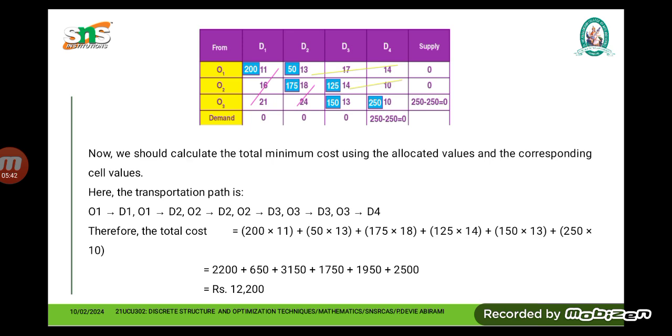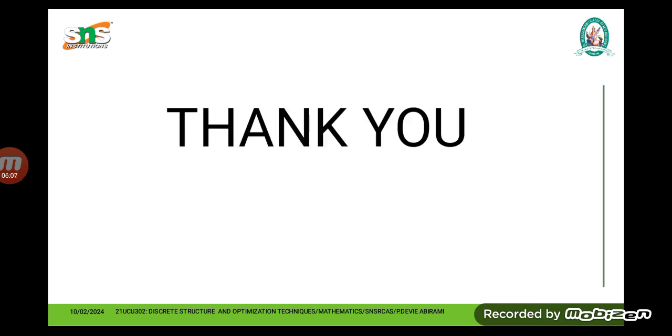Now I am going to add the total cost, that is 200 into 11 plus 50 into 13. These are taken from my allocated cells. If we multiply and sum these products, it will give the value 12,200. Similarly, we can find the total cost of the given problem by using the northwest method. Thank you.